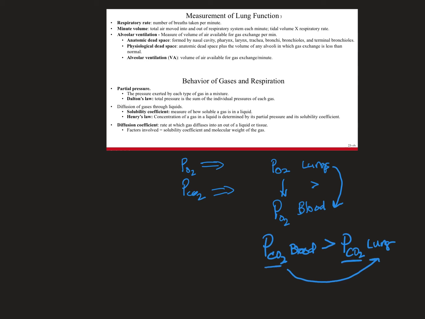Okay? Carbon dioxide doesn't care about what oxygen is doing. Carbon dioxide only cares about what its counterpart of carbon dioxide is doing. Okay? So if PCO2 is equal to PCO2, so we'll say blood and lungs, then what does that tell me about the movement of carbon dioxide?